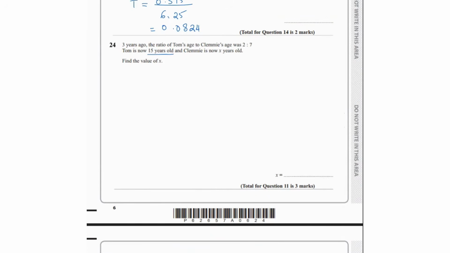So 3 years ago, his age is going to be 15 minus 3, which is 12. So we have Tom's age 3 years ago. So using the ratio, we can say 12 is 2/9 of the total. Because Tom's age has the number 2 in the ratio. So when you create a fraction from the ratio, it's 2 over 2 plus 7, which is 9. So 2/9 of the total is Tom's age. So 12 times 9 over 2 gives us the total of Tom and Clemmie's age 3 years ago, which is going to be 54.